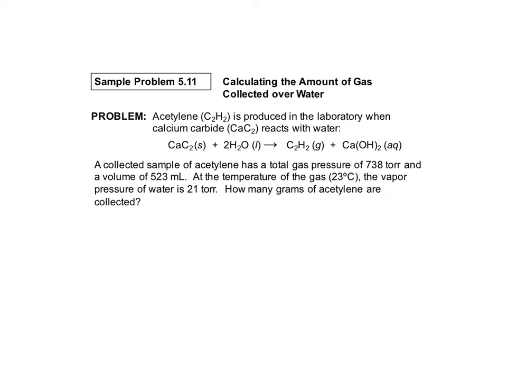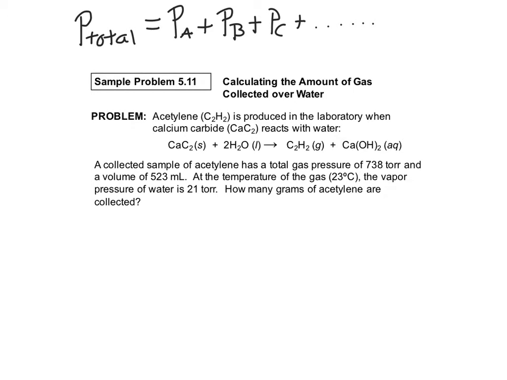Another thing Dalton's law tells us is that the total pressure, so I'm going to write that down before we read this problem, is equal to the sum of the partial pressures. So pressure of gas A plus pressure of gas B plus pressure of gas C plus so on and so on. So I'll put dot, dot, dot, however many gases we have. So that's what the total pressure is equal to. So now let's read this problem.